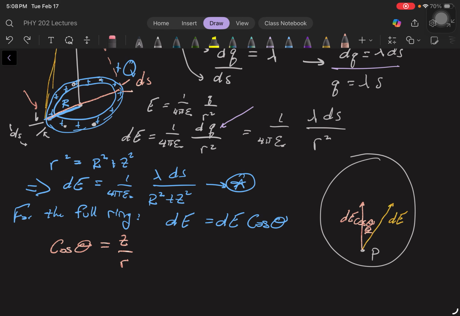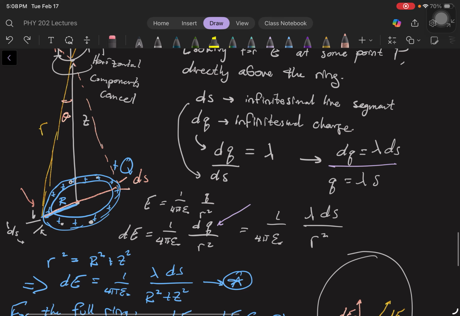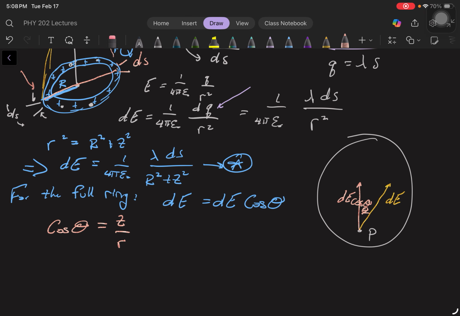Nope, lowercase r. Right, because we have adjacent, hypotenuse, Z over r. Cool. And we've discussed before the lowercase r is related to Z and capital R by the Pythagorean theorem. So we can rewrite this as Z over the square root of Z squared plus R squared. And we're going to call this star star.